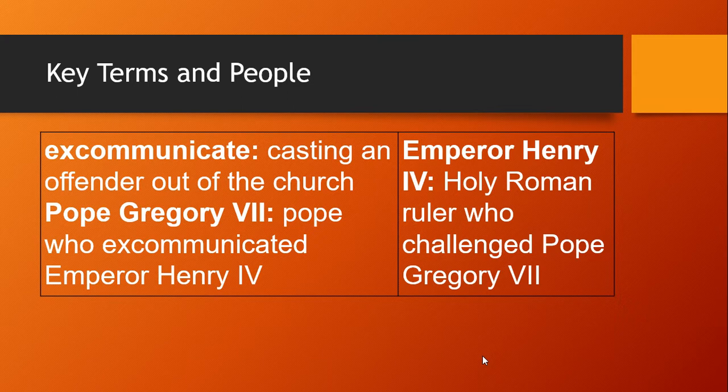The first key term and people is excommunicate. The term excommunicate means casting out an offender of the church. So if a person in the church had done something really bad, they can be excommunicated, which is removal from the church. The next key term and person is Pope Gregory the Seventh. Pope Gregory the Seventh is the pope who had excommunicated Emperor Henry the Fourth. Emperor Henry the Fourth is a Holy Roman ruler who challenged Pope Gregory the Seventh. That's the last key term and people.